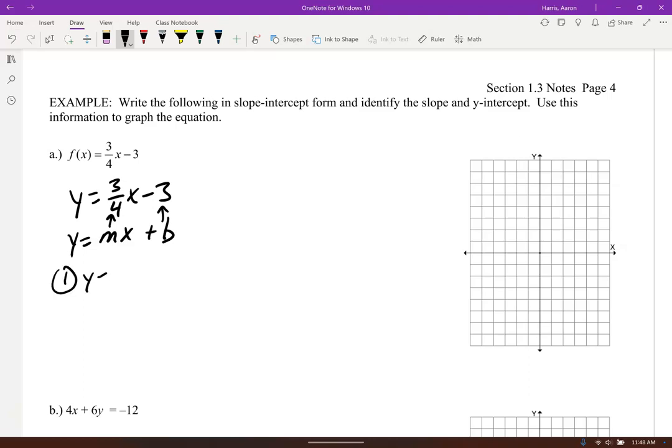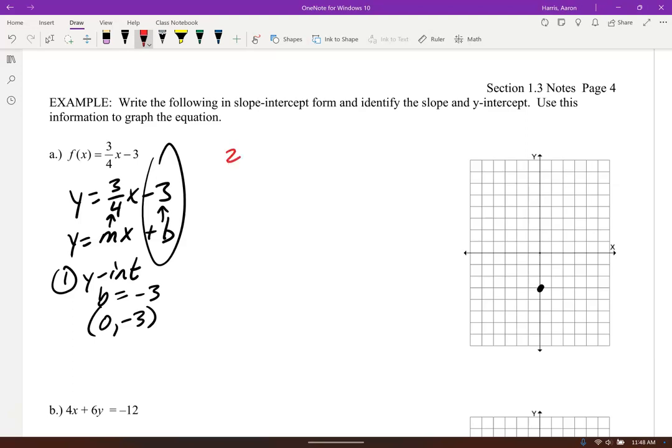Number 1, the y-intercept, the b. You take that value with the 3 along with it, so it's negative 3. So the y-intercept b is negative 3. So the y-intercept is the point 0, negative 3. So I would go ahead and put that on the graph. There's 0, negative 3. And then number 2, from there I'm going to use my slope.